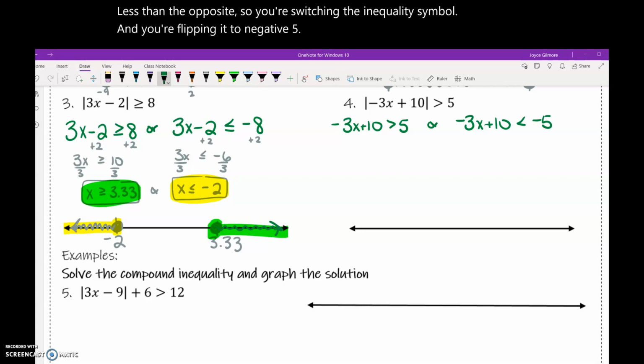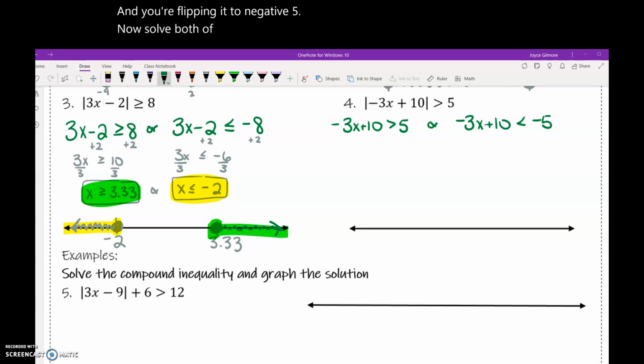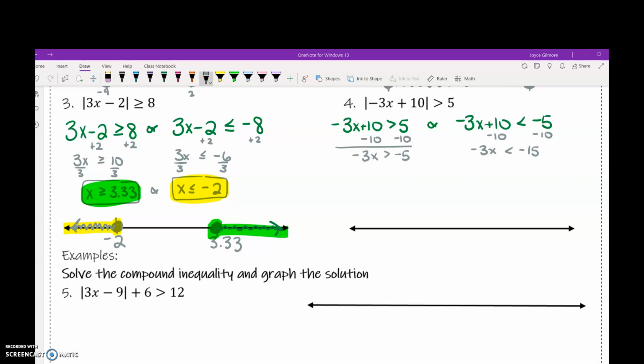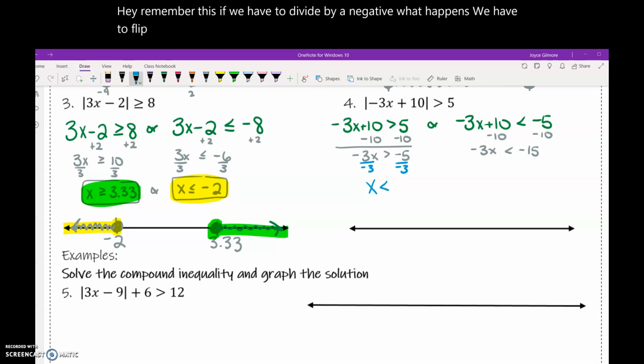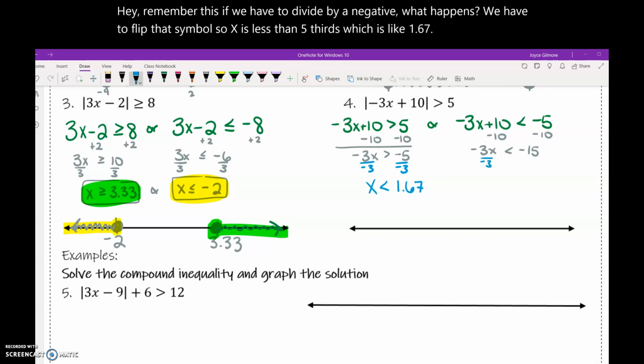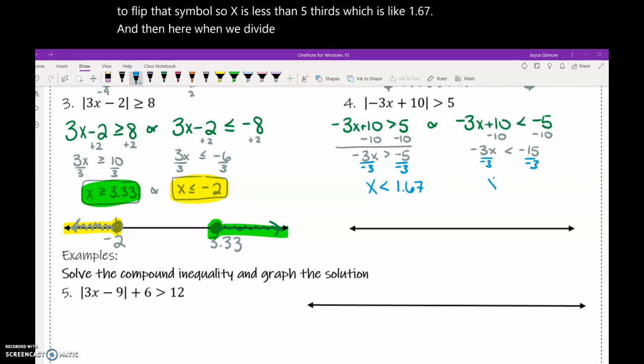Now solve both of them. Pause the video, solve both of them. Oh, hey, remember this? If we have to divide by a negative, what happens? We have to flip that symbol. So x is less than 5/3, which is like 1.67. And then here, when we divide by a negative, x is greater than 5.